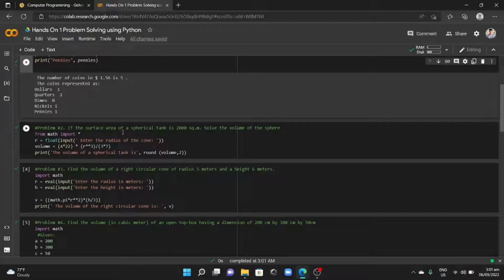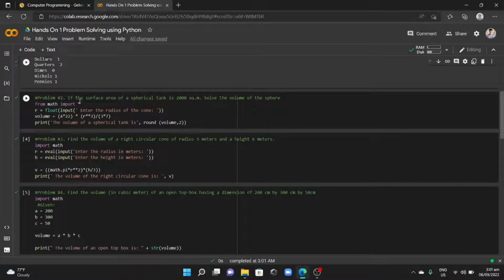If the surface area of a spherical tank is 2000 square meters, we are going to solve the volume of the sphere. Our code will be from math, we are going to import all the functions. R is equal to float(input("We are going to enter the radius of the cone")). And then volume is equal to 4 multiplied by 22 times the r cube over 3 times 7. Then we are going to print the volume of a spherical tank is, the round volume 2.